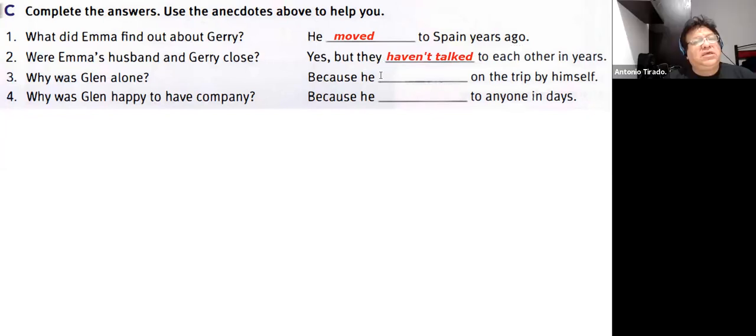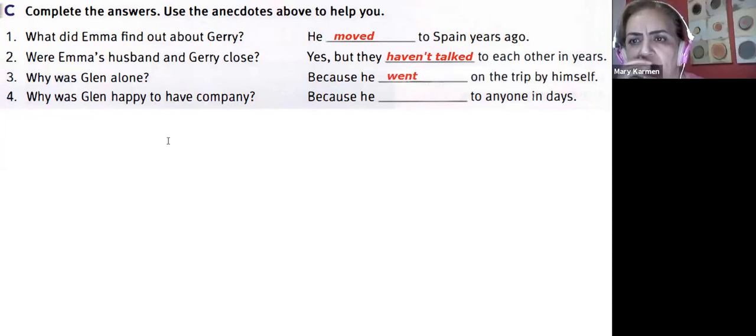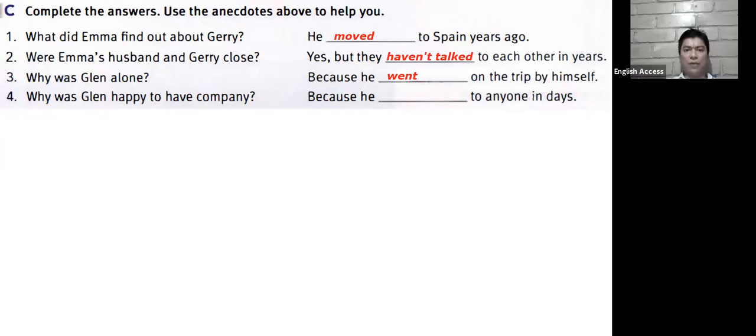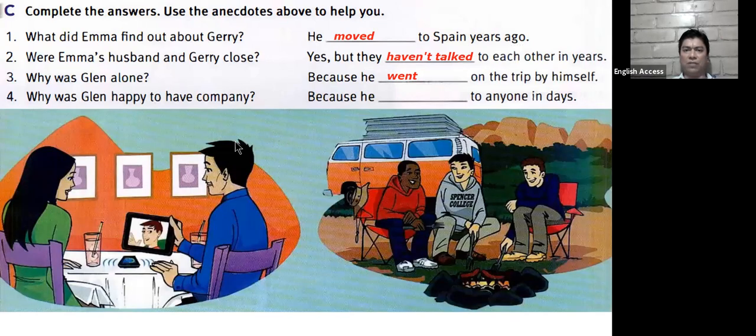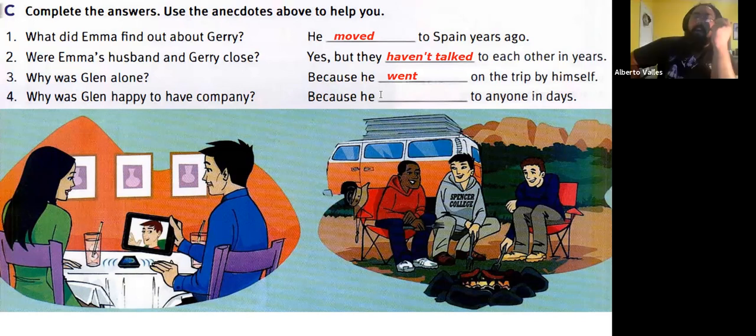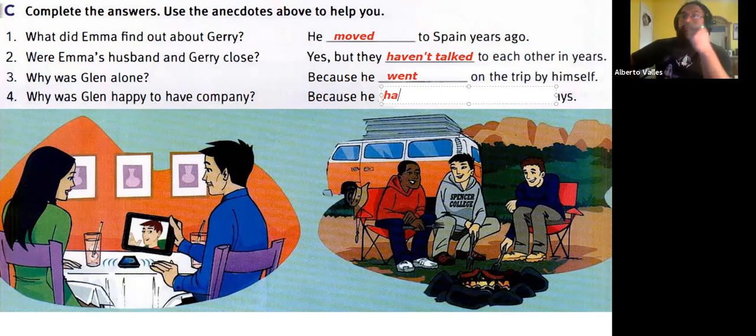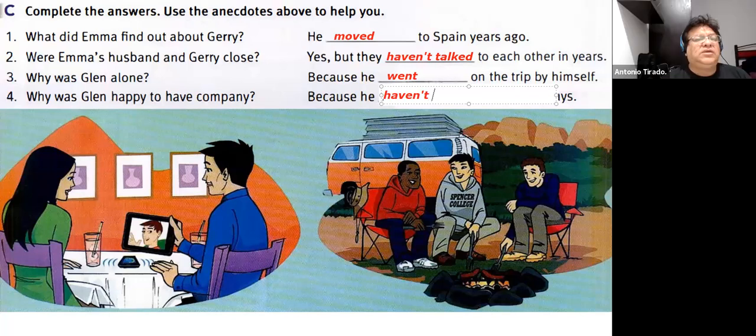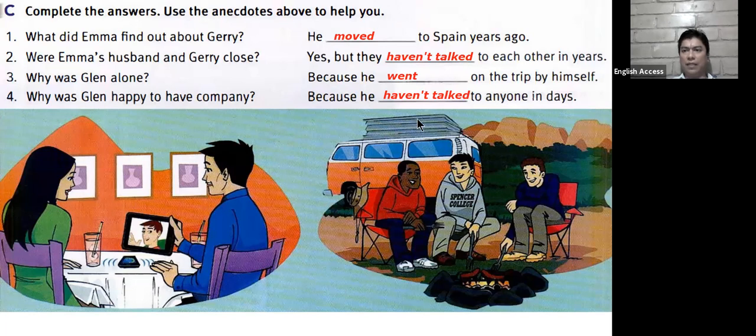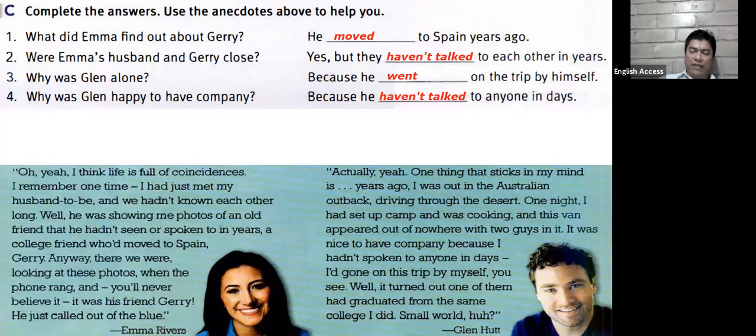Because he went on the trip, or he was on the trip by himself. Oh, I'm sorry. I wanted to show you this. This is the pictures of the story. Number four, why was Glenn happy to have company? Because he hasn't talked to anyone in days. All right, now I'm gonna show you the stories and check the answers. There are the stories. Now, can you check the answers, please?